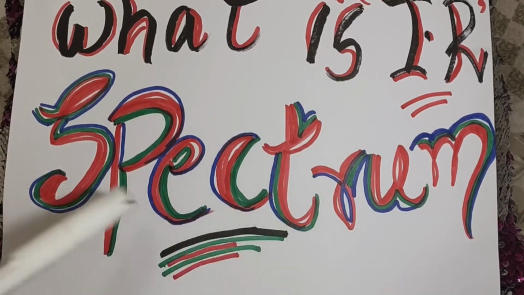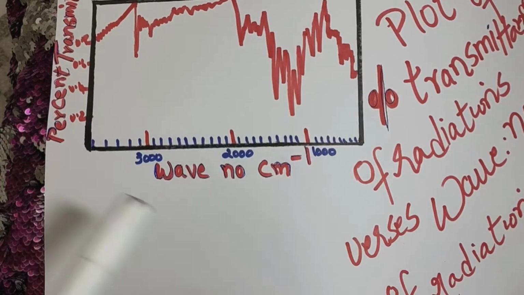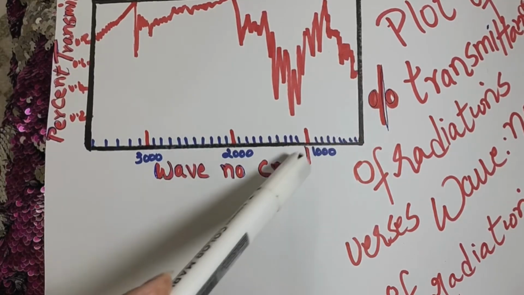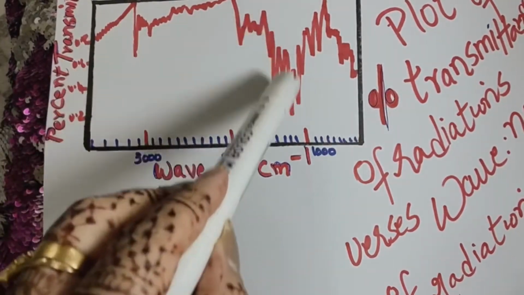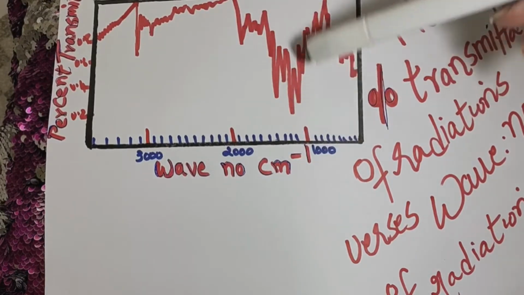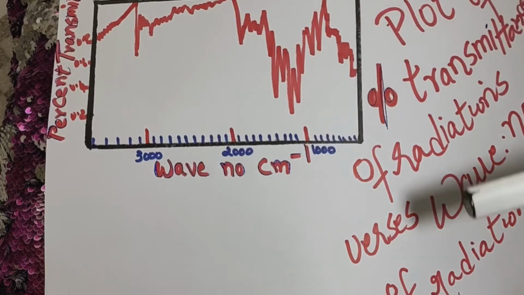What is an IR spectrum? This is a typical infrared spectrum of any compound, just for your knowledge. I have plotted this. The graph is plotted between percent transmittance and the wave number, in centimeters inverse. You can see the sharp peaks, some high intensity and low intensity peaks. So this is simply the plot of transmittance of radiations versus wave number of the radiations.